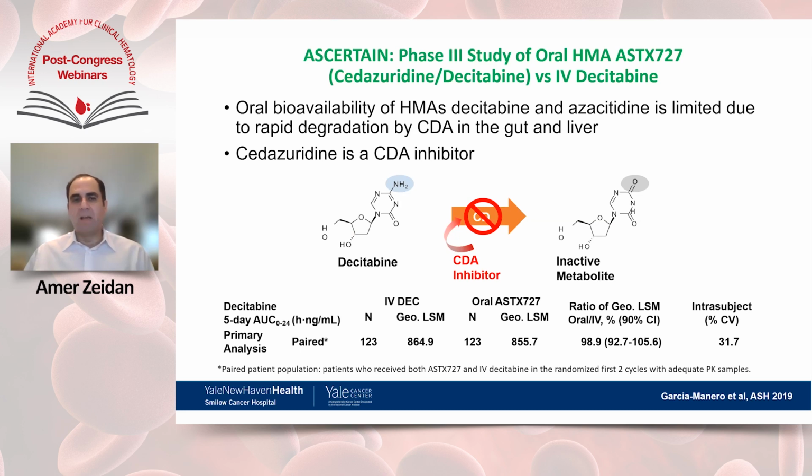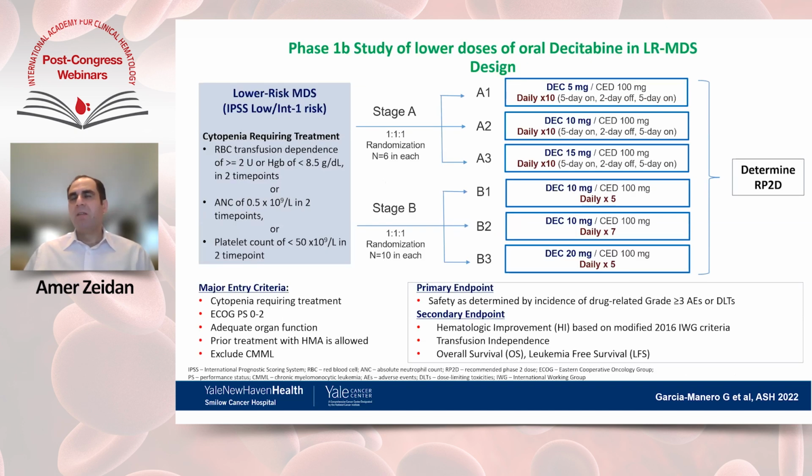Of course, now we have oral hypomethylating agents. Many of you are familiar with this drug, cedazuridine-decitabine. So decitabine cannot be taken orally because it gets metabolized by cytidine deaminase. Cedazuridine is an inhibitor of the cytidine deaminase, and therefore, when cedazuridine was added to decitabine and used as an oral treatment, it had pharmacokinetic equivalence, which was shown in the phase 3 trial called the ASCERTAIN, and that led to approval for patients with higher risk MDS as an alternative to hypomethylating agents.